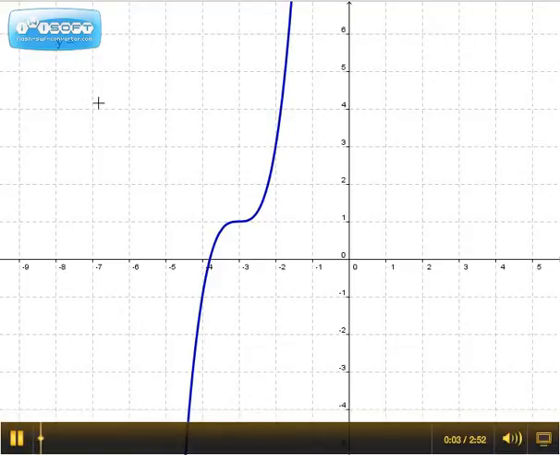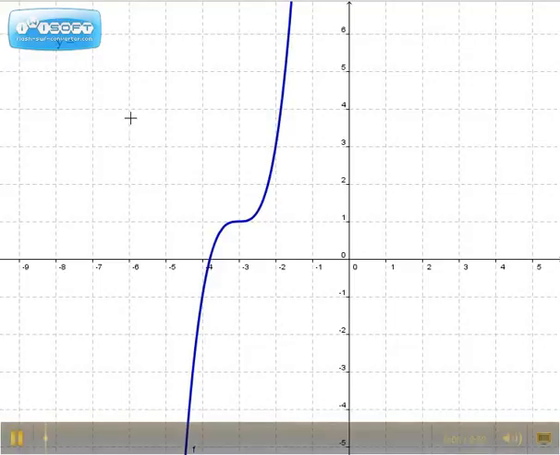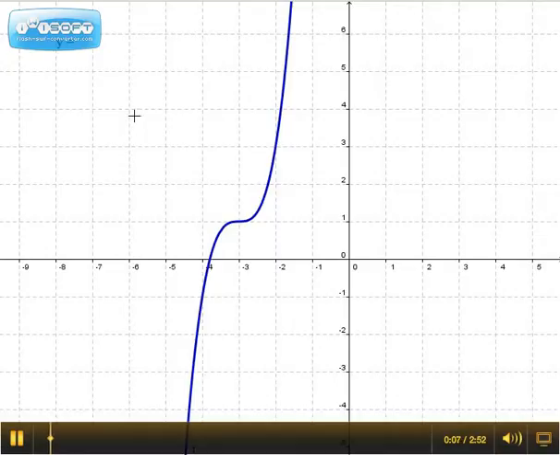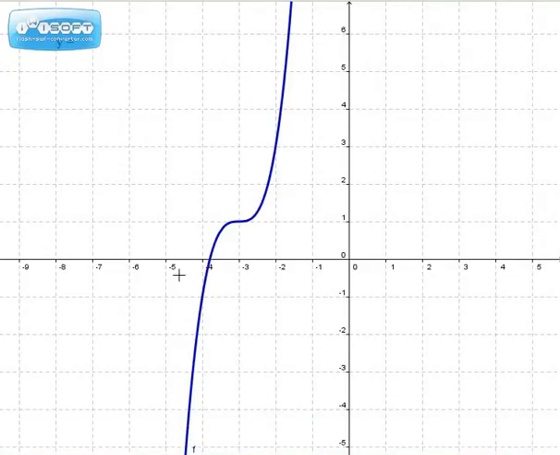This is a video on how to find the equation of a graph from a graph that's given. So this particular one I'm looking at, I have a graph and I need to find the equation.